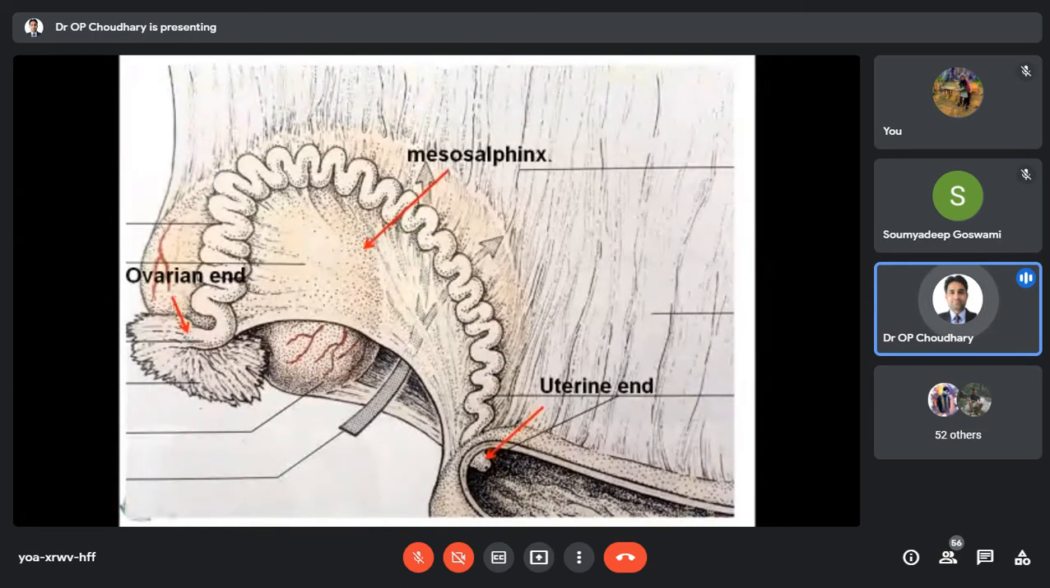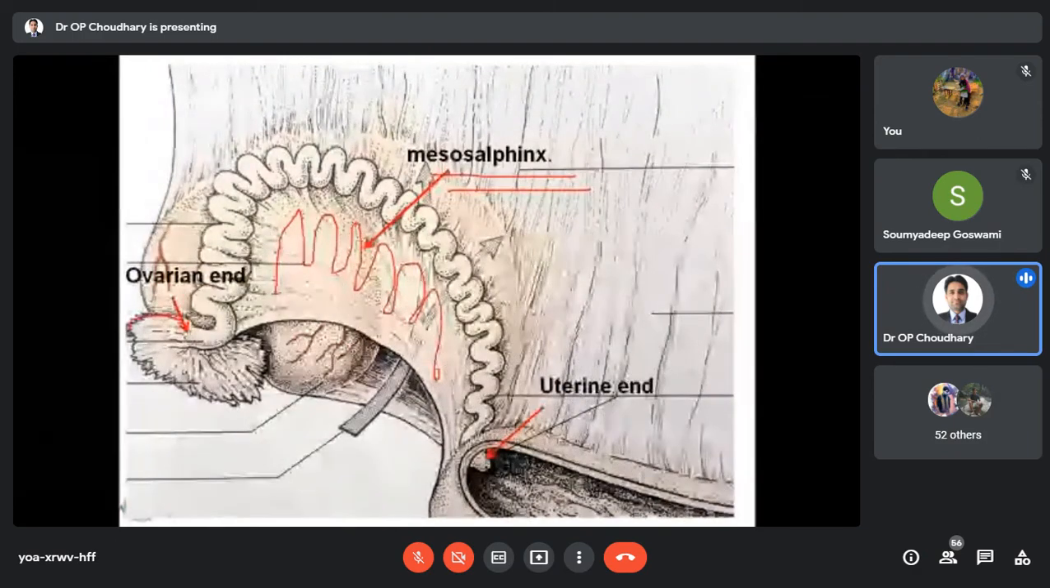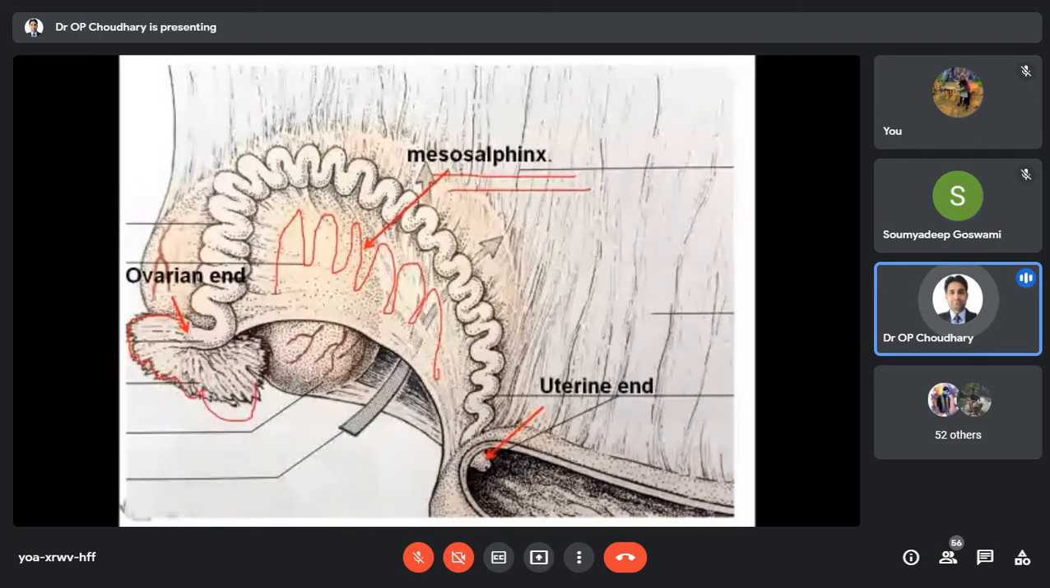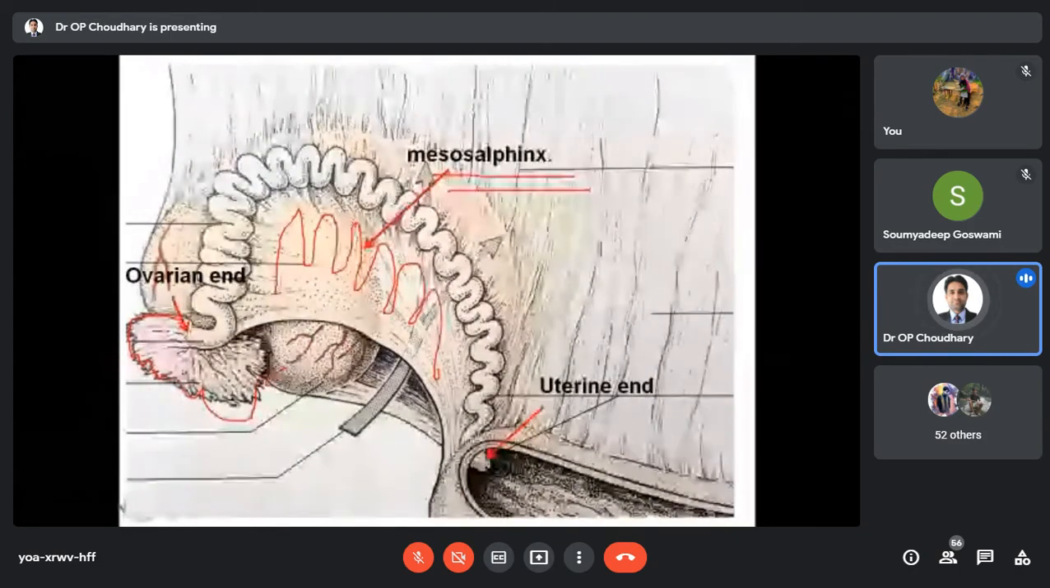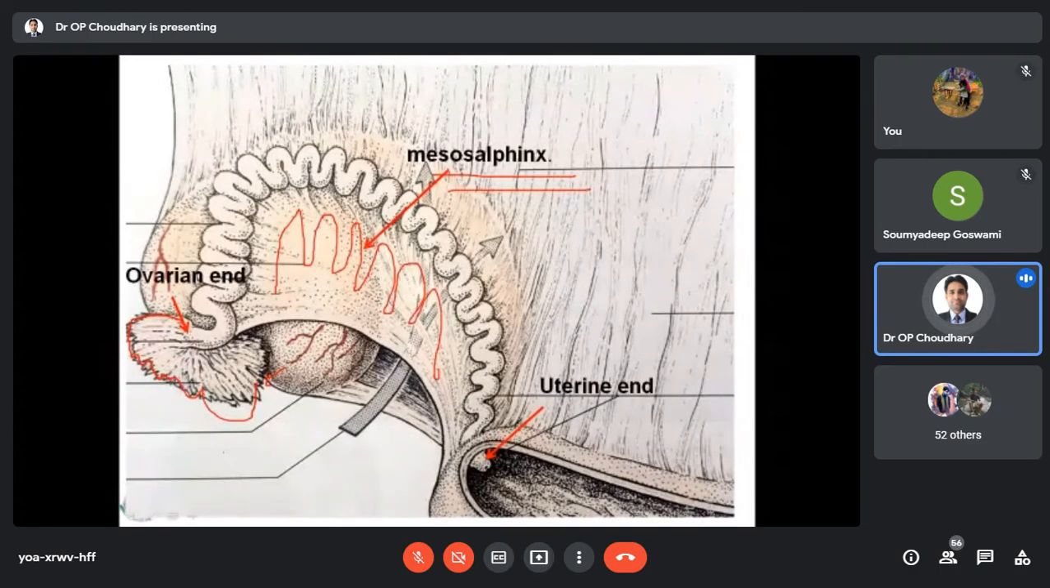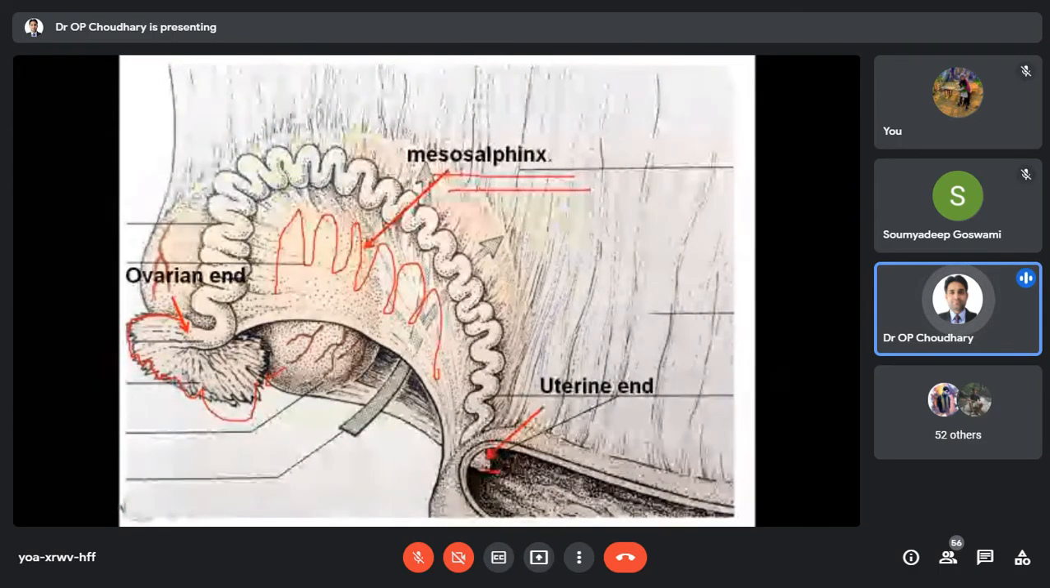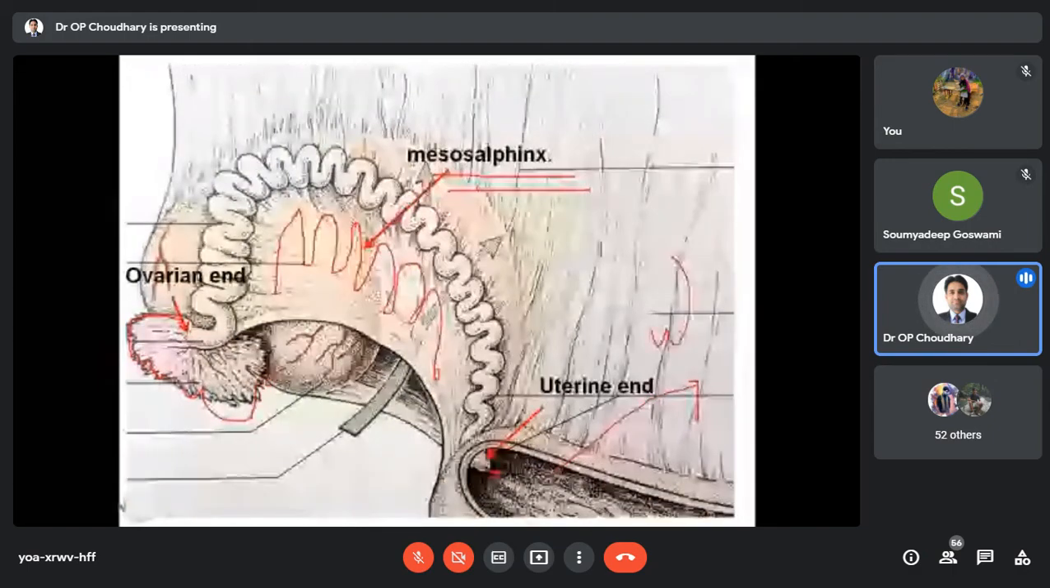Then I already told you that the peritoneal covering, or the part of the broad ligament that covers the whole oviduct, is called the mesosalpinx. You can see here the ovarian end of the oviduct is fimbriated, and this fimbriated part remains in contact with the ovary. This fimbriated part usually collects the ovum, which is released from the ovary.